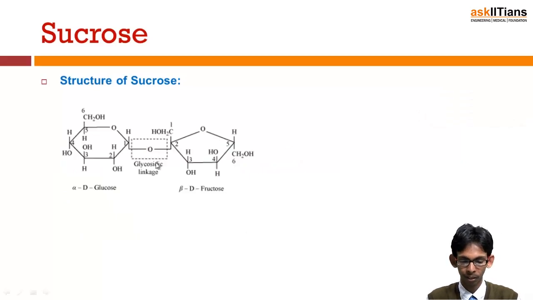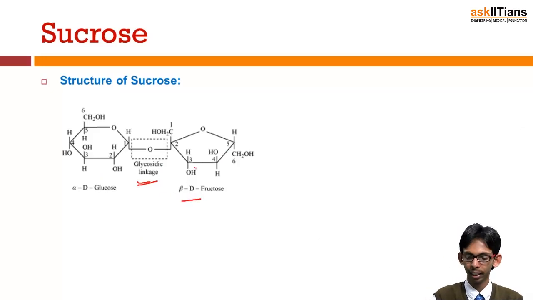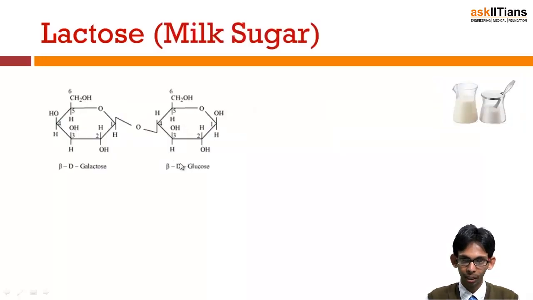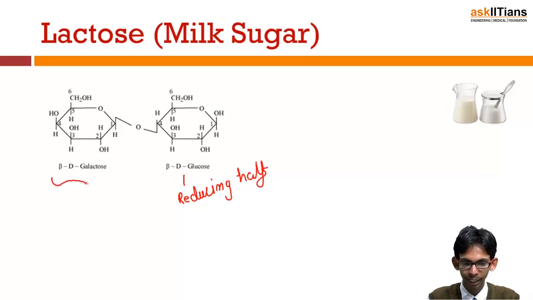You can see from here this is formed by a combination of alpha D glucose and beta D fructose through glycosidic linkage. Next is maltose, which is also known as malt sugar. It is reducing in nature and it is formed by a combination of glucose units. Next is lactose, which is formed by a combination of beta D galactose and beta D glucose. It is found in milk, so it is also called milk sugar. This beta D glucose is the reducing half while beta D galactose is the non-reducing half of the sugar.